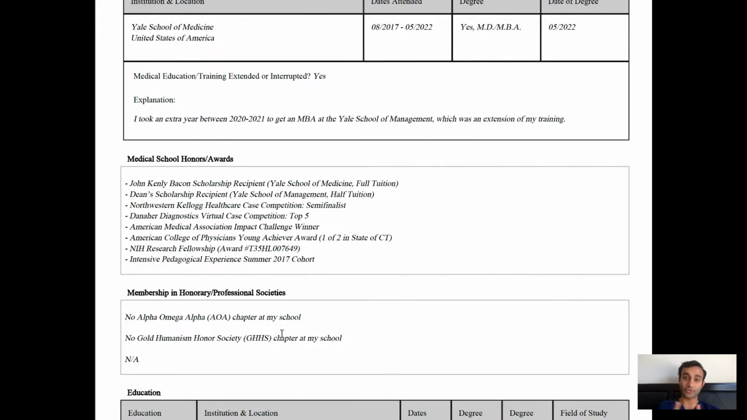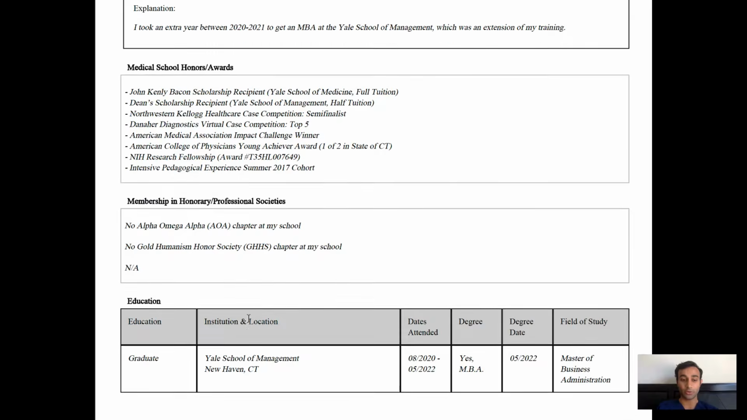But if you don't have those societies at your school to begin with, you can also list that. So for example, Yale did not have any AOA or Gold Humanism Honor Society. So instead of saying I wasn't in those societies, I just opted to say that my school didn't have those societies to begin with, so they know that our school doesn't have some sort of ranking system.